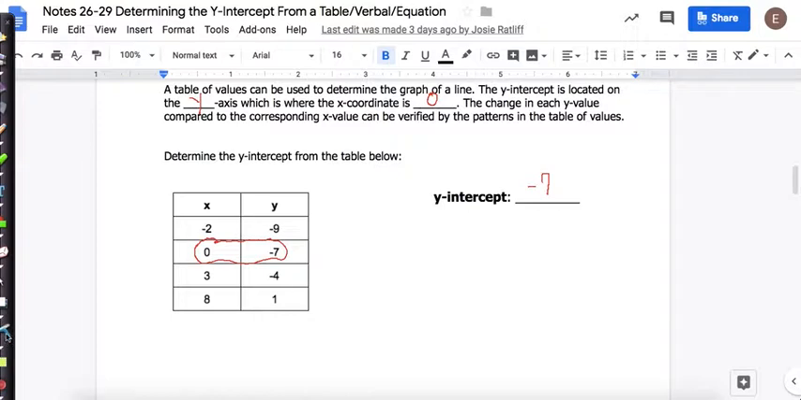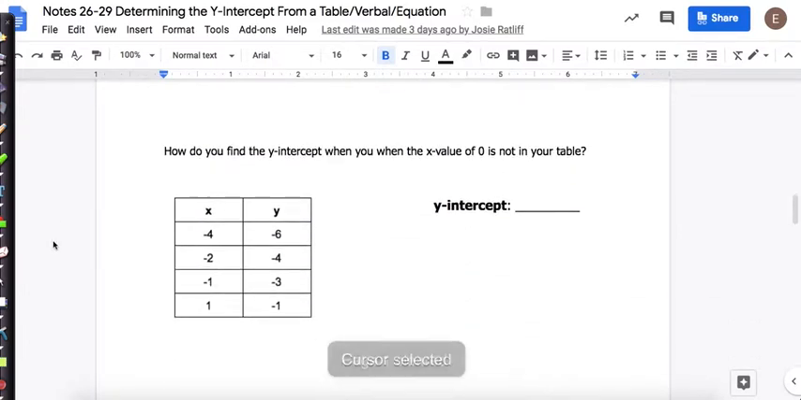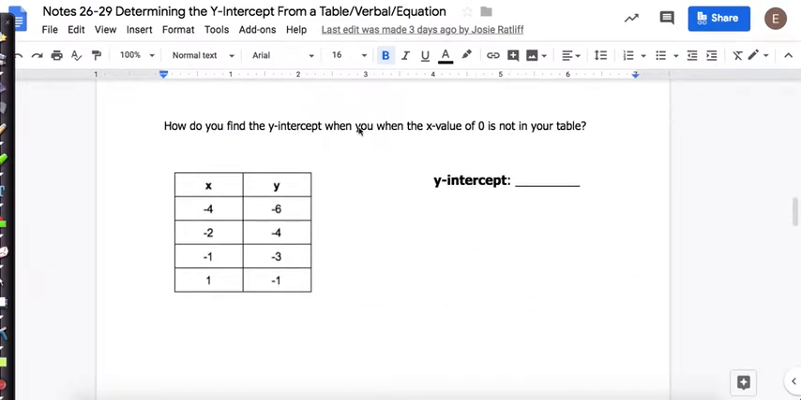Okay, so now let's look at the next example. How do you find the y-intercept when, and let's cross this out here, this is a typo here. How do you find the y-intercept when the x value of 0 is not in your table? So notice the x value of 0 is not in my table. So what do I do? I can do a couple different things.